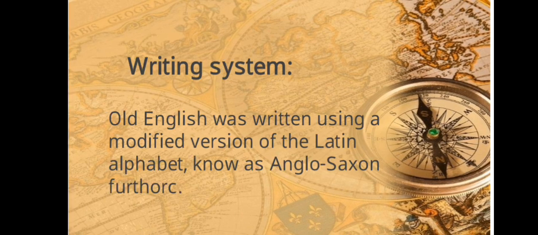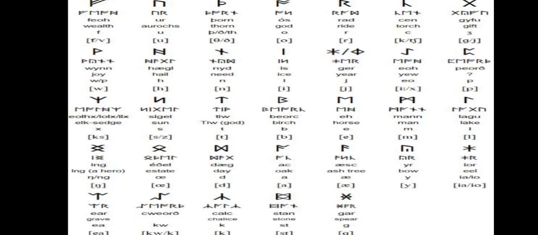So the last one is the writing system. Old English was written using a modified version of the Latin alphabet known as the Anglo-Saxon Futhorc. The writing system reflects the sounds of the language, but orthography, or the spelling, wasn't always consistent. So here is the example. As you can see guys, it looks very different, and it's too hard for linguists to understand it more because of the different style of it.